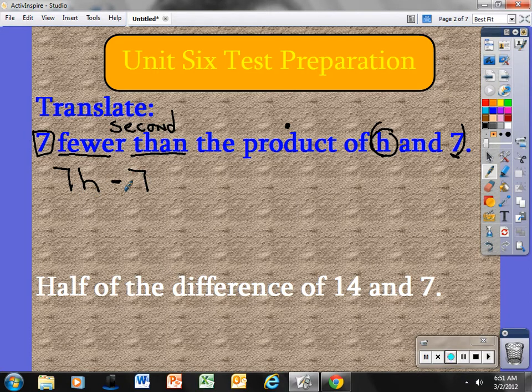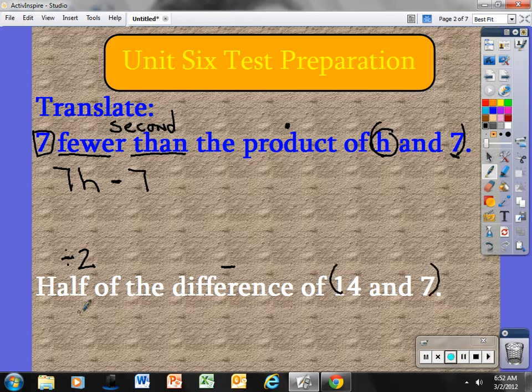and h. If I take a look at my next example here, half of the difference of 14 and 7. Half means to divide by. If I cut something in half, I'm going to have 2 equal parts. I have to divide something by 2. Now, I can't find half of something until I know what I have to find half of. So that means this half of something is going to come second. And it's going to be the difference of, which means to subtract, the difference of 14 and 7.